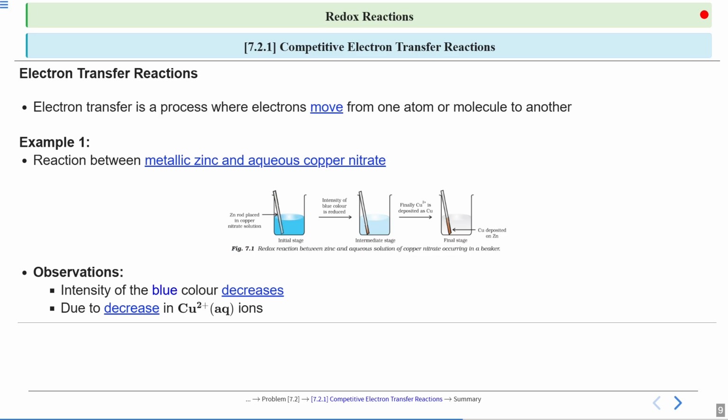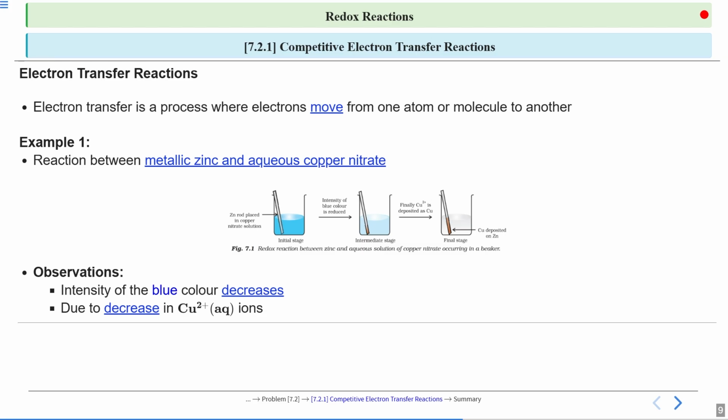And why is this happening? This is happening due to the decrease in Cu2+ ions. How can we understand it? If you consider the initial state, there is zinc, that is Zn, and there is copper nitrate solution, that means Cu(NO3)2. In this copper nitrate solution, copper is present in its +2 oxidation state.